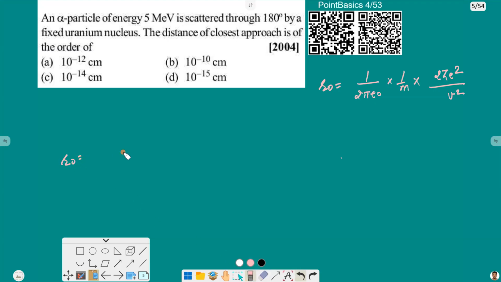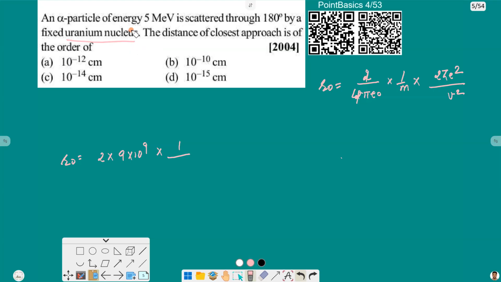So r naught will be 1 by 2 pi epsilon naught. Now what I can do is write it as 2 by 4 pi epsilon naught, so 2 will be as it is. And why did I do this? Because I know the value of 1 by 4 pi epsilon naught, that is 9 into 10 raised to power 9, into 1 by the mass of the uranium nucleus.